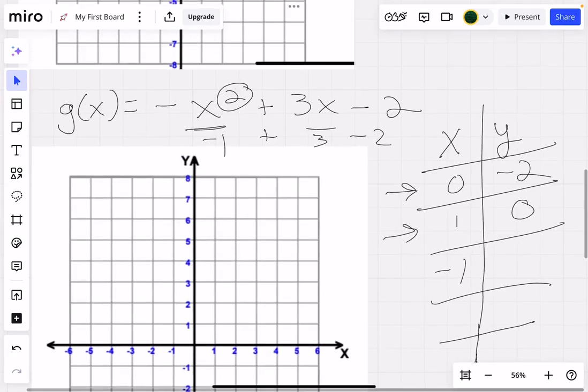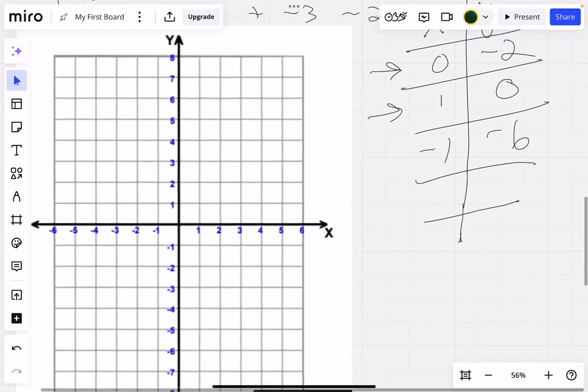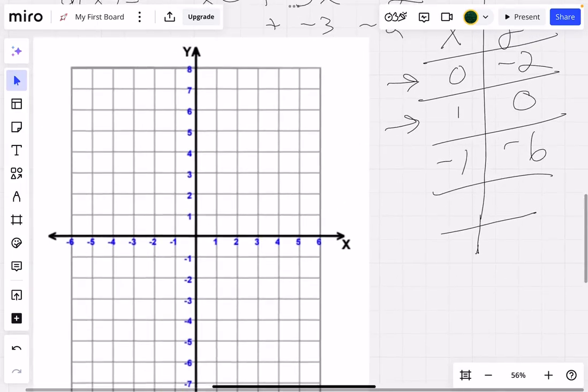Okay, so let's plug in negative 1. If I put a negative 1 in here and square it, I'm going to get a positive 1. And then I get the opposite of positive 1, which is negative 1, plus a negative 3 minus 2, right? Because 3 times negative 1 is negative 3. This comes out to be a negative 6. Now, let's see how this does for us as far as what we see when we graph it. 0, negative 2, 1, 0, and negative 1, negative 6.